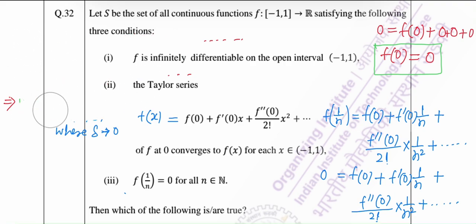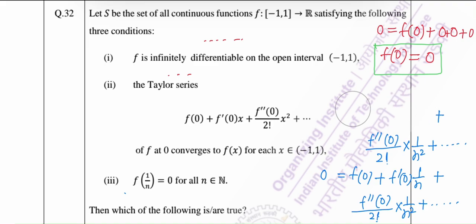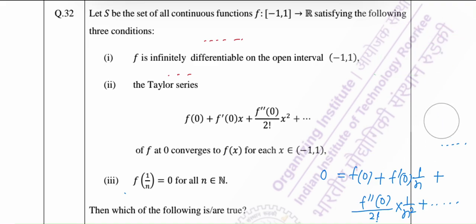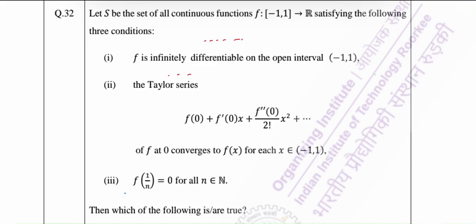In other words, we can say that the coefficients, which I show you in red, this is 0, this is 0, this will be 0. So this whole function will be a 0 function. Okay, so we got that the Taylor series of every function f is 0. Now we go for the options.